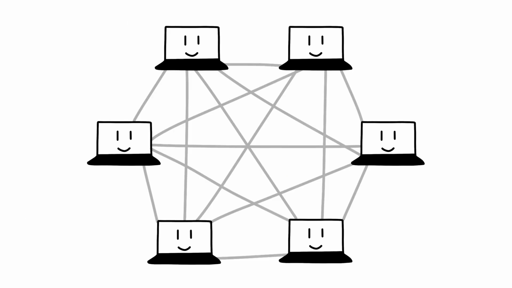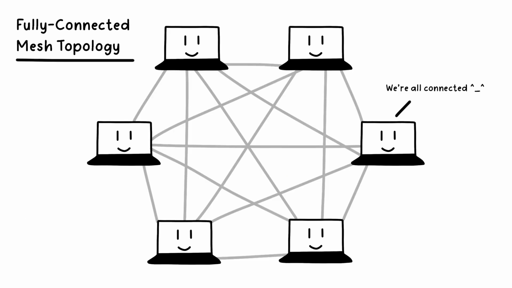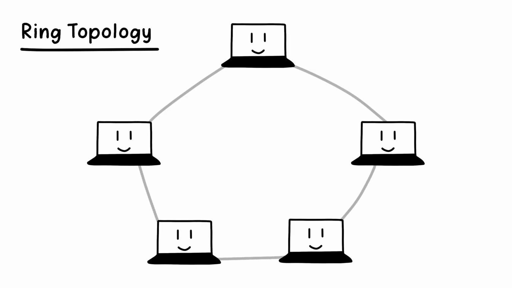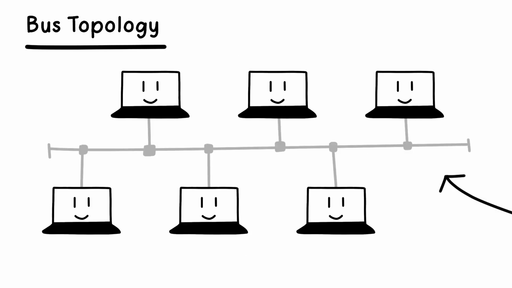On the contrary, a fully connected mesh topology involves connecting each device to every other device. This makes it extremely reliable, but comes at the cost of being expensive and impractical for large networks. Other common topologies include the ring topology, where devices are connected to one another, and the bus topology, where devices are connected to a central cable.